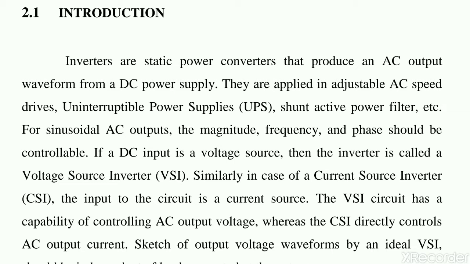There are some circuitry changes in the voltage source inverters and current source inverters. In the case of a voltage source inverter, a large capacitor is used which will provide a constant DC voltage at the input of the inverter. And in the case of a CSI, that is current source inverter, a large inductance is provided which will oppose any change of current at the input side of the inverter. So it provides a constant current at the input, and the output is AC in both cases.